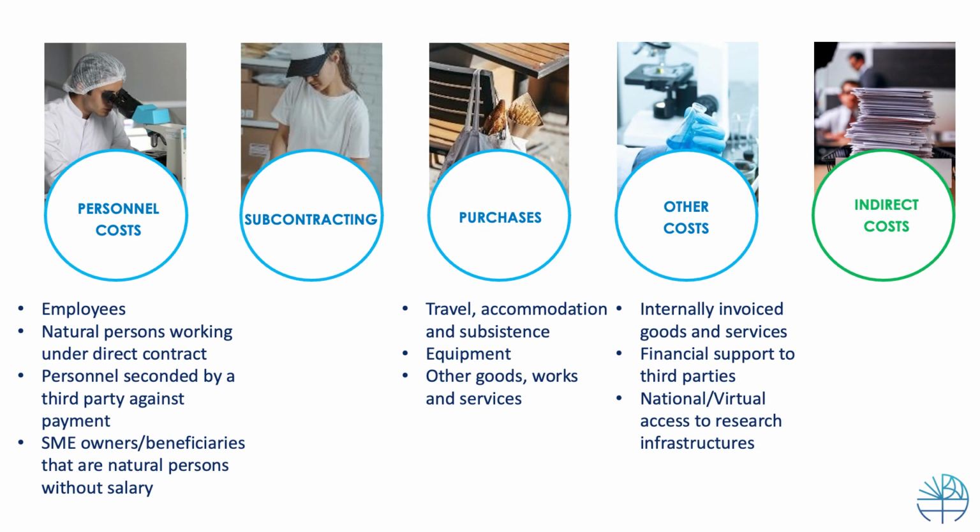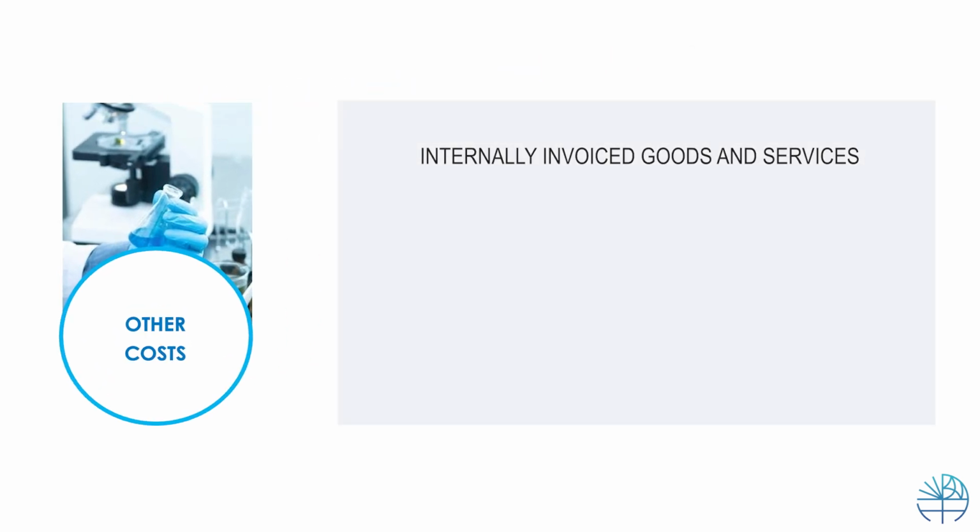Other direct costs include internally invoiced goods and services. These are costs for goods and services which are produced or provided within the beneficiary's organization directly. These costs must be reported as unit costs in accordance with the usual accounting practices of the beneficiary. Examples include self-produced consumables or the use of a specific research facility.